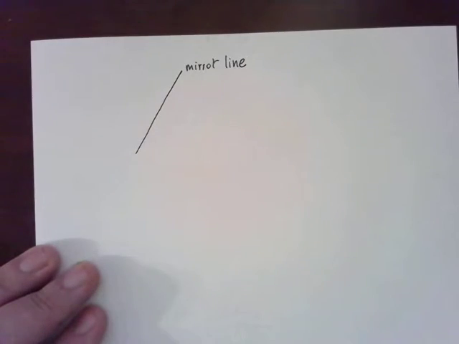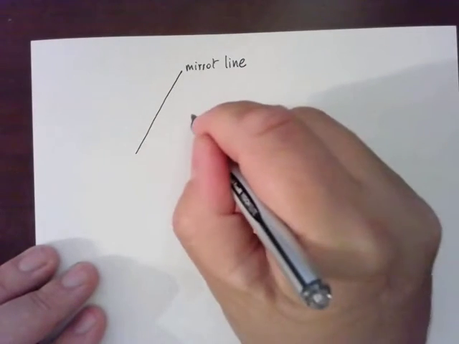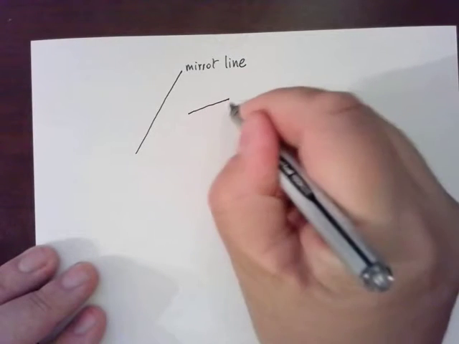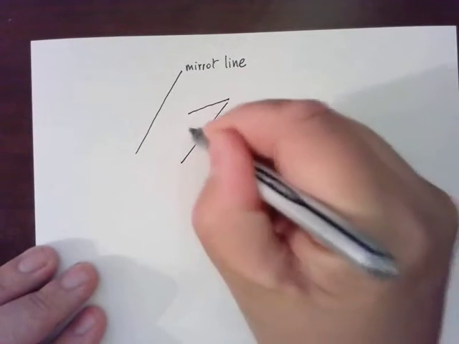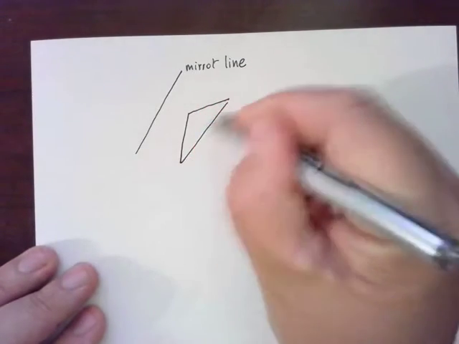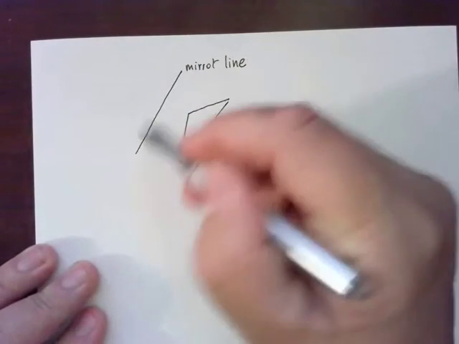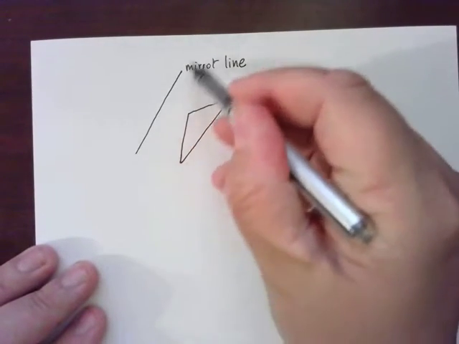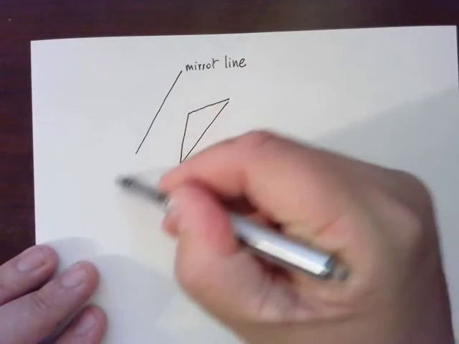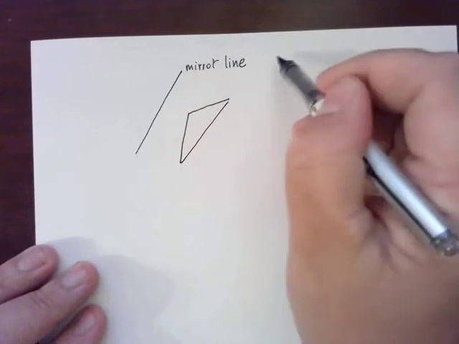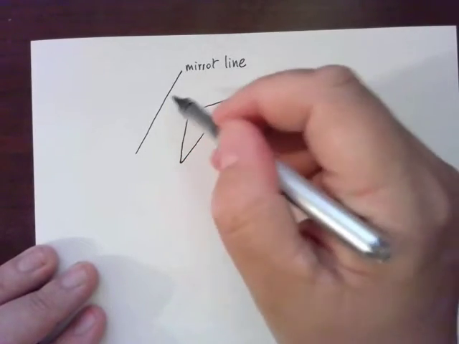I'll do 2 examples. Let's say I want to reflect a shape. I'll just start with a simple one. I want to reflect this triangle. Now this mirror line here, you can extend this as long as you want. It's an infinitely long line in both directions. So if the shape was not over the mirror line, you could fix it.